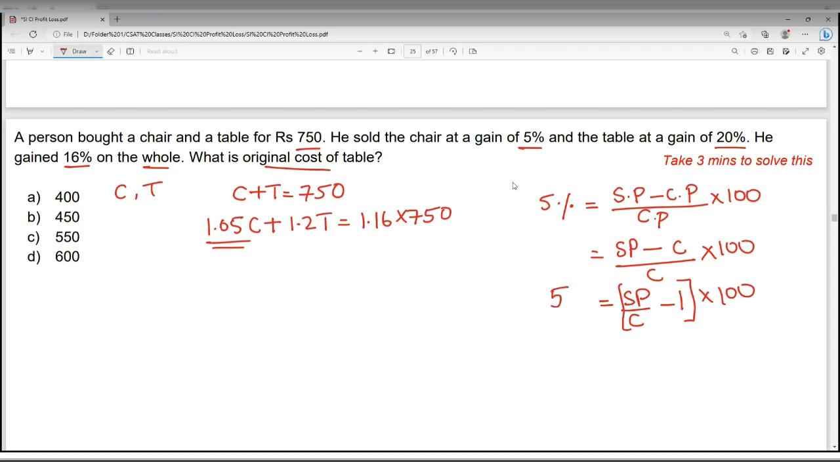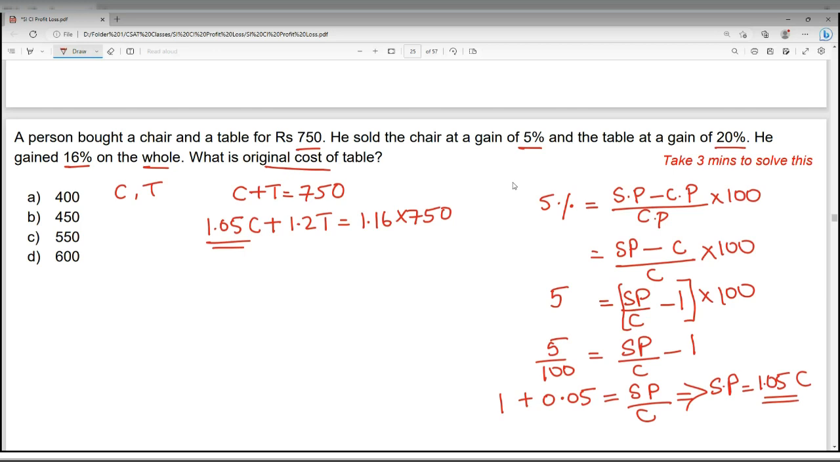So now this will be 5 by 100, is equal to SP by C minus 1. And this will be 0.05 is equal to, and this 1 comes here, SP by C. This implies selling price is 1.05 of C. So instead of doing the whole thing here, directly I've taken 1.05 C because they have given 5% gain. So selling price was 1.05 times the cost price. So this was 1.05 C.